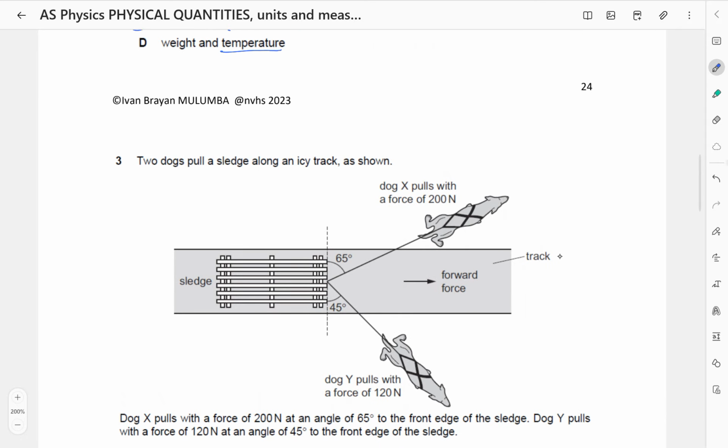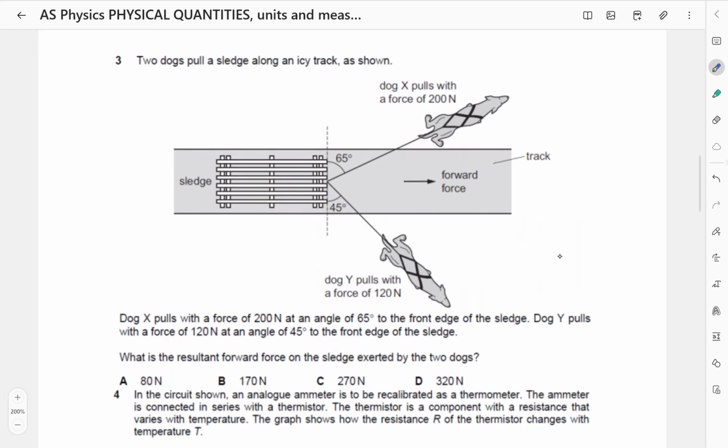Two dogs pull a sledge along an icy track as shown. Dog X pulls with a force of 200 newtons at an angle of 65 degrees to the front edge of the sledge. Dog Y pulls with a force of 120 newtons at an angle of 45 degrees to the front edge of the sledge. What is the resultant forward force?